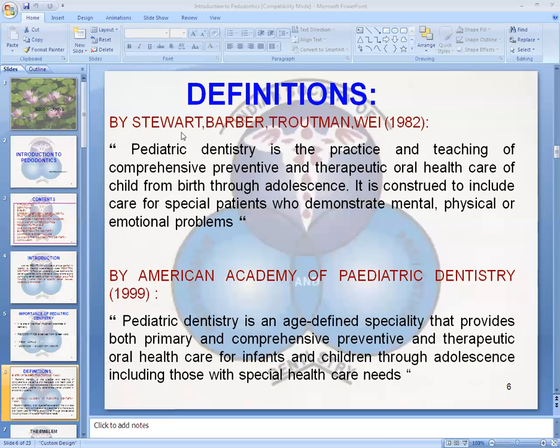Now the first definition, which is given by Stewart, Barber, Trotman in 1982. Pediatric dentistry is the practice and teaching of comprehensive, preventive, and therapeutic oral health care of children from birth to adolescence. Now, what is it? It is a practice which teaches prevention. All the prevention we take on in a child.